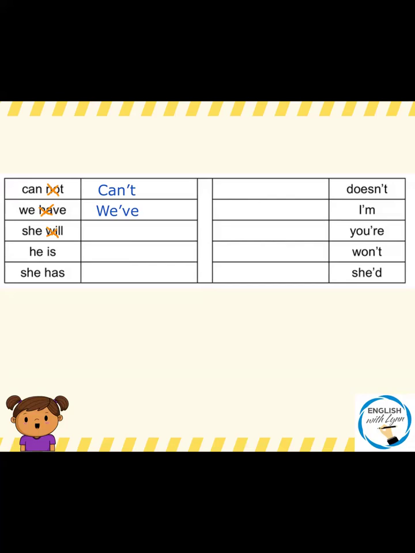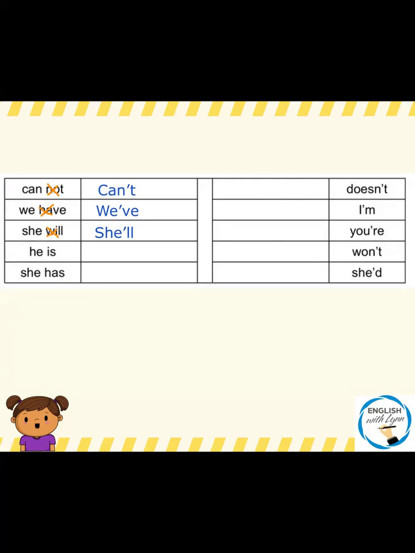So as we form our contraction, think about where your apostrophe is going to go. So you're still going to have the she, and then you're going to have your apostrophe, and then you're going to have the two L's. So it looks like you're spelling shell, but you have the apostrophe in there.